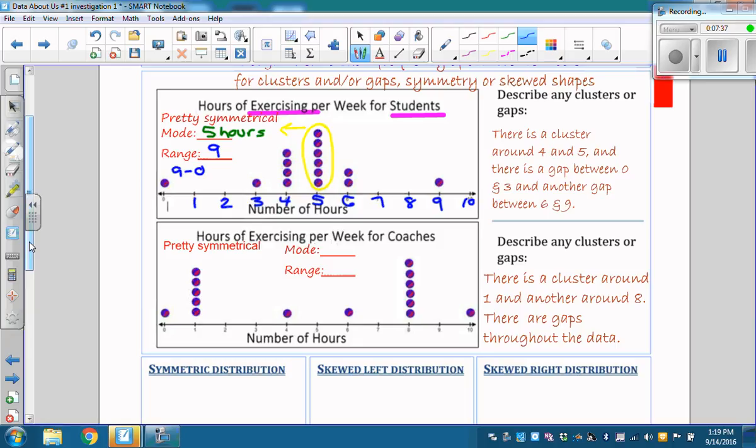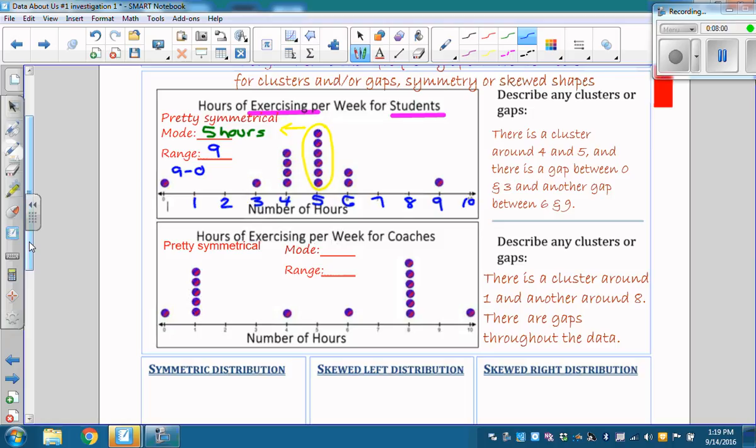Here's an interesting thing. Would you say the mode is a pretty good description of that population? Like, could I say that it's pretty true that it looks like most kids exercise about 5 hours a week? Maybe not everybody, but in this group, around 5 hours. Would that describe the majority of the kids? Mm-hmm. It would.